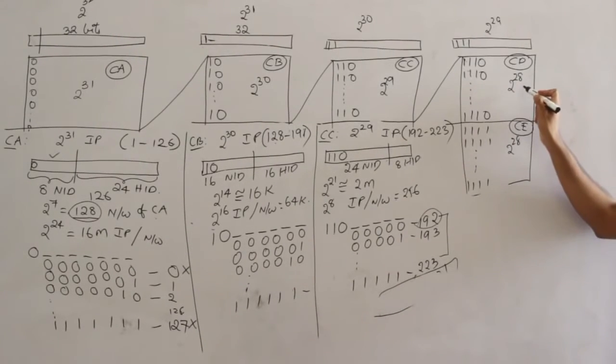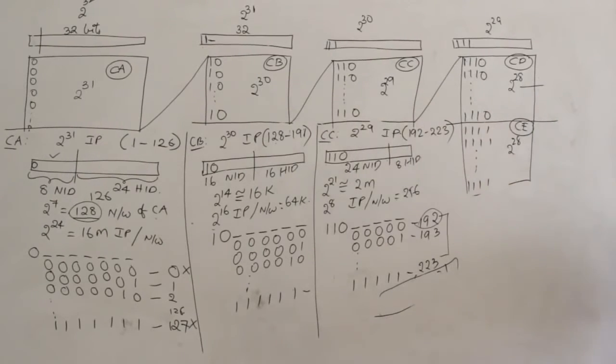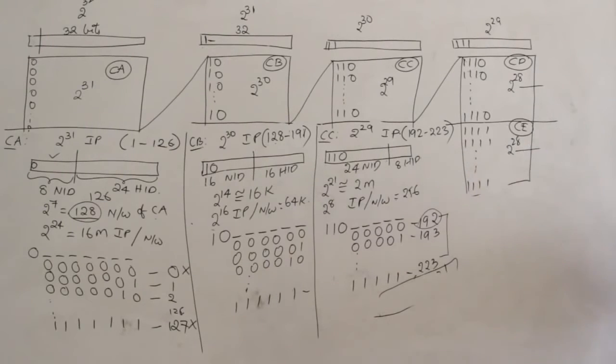So how many IP addresses are present in class D? It is nothing but 2 power 28. And how many IP addresses are present in class E? It is nothing but 2 power 28.